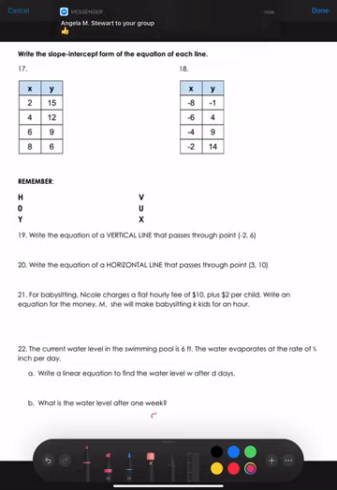Okay. So here we are writing the slope-intercept form of the equation of the line. And I'm given a table. And so we have been doing this the past couple of days. Remember, a table of values is just a series of points. And so I'm actually given 4 points.